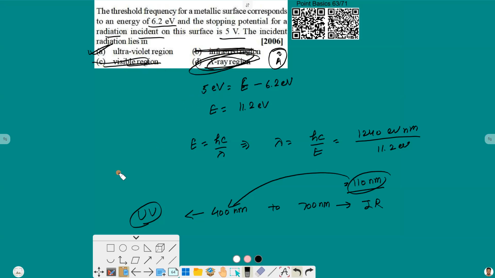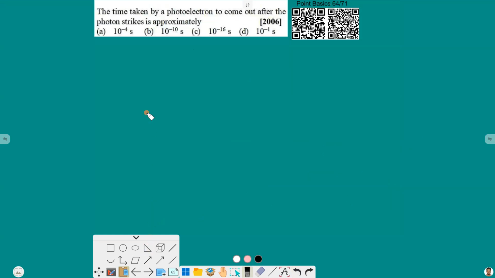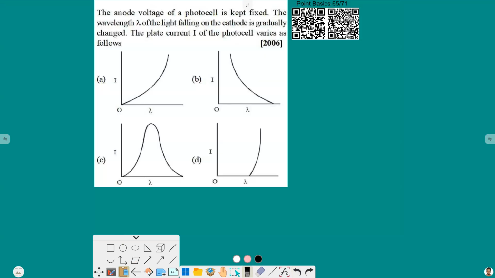So let's move to the next one. The time taken by a photoelectron to come out after the photon strikes is approximately, so the time taken is of the order of 10 raised to power minus 8 to 10 raised to power minus 10 second, and this is almost instantaneous. So the answer will be option B here. Let us move to the next one.